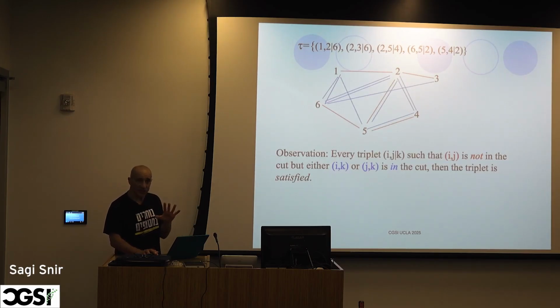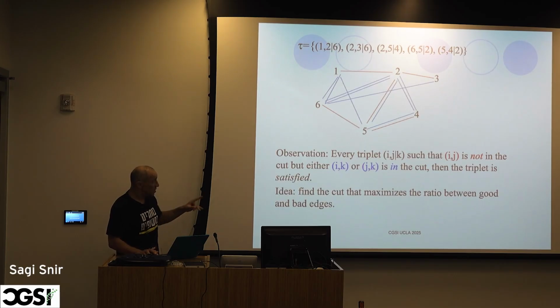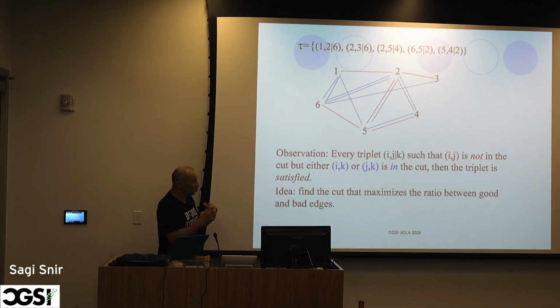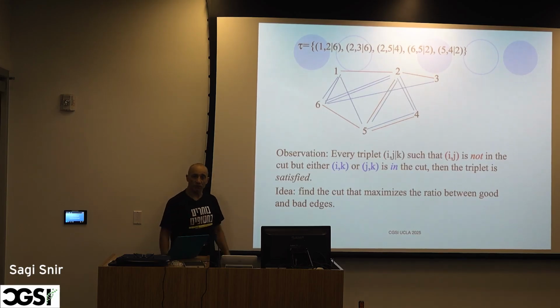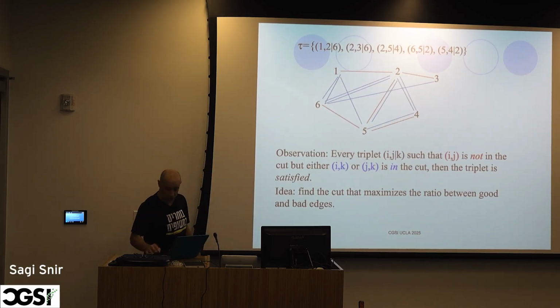Again, it's a heuristic. Find the cut that maximizes the ratio between these two, so we violate the least number, or we maximize that ratio, and we can continue. We can continue in the recursion. Okay, so this is the cut here. Very intuitive, no? I mean, one red edge, one bad edge, but see how many good edges we cut here.